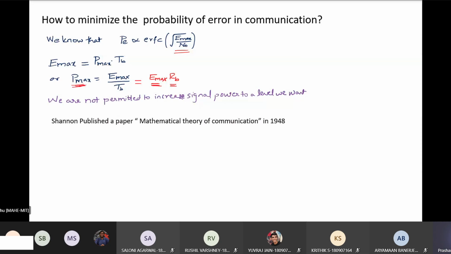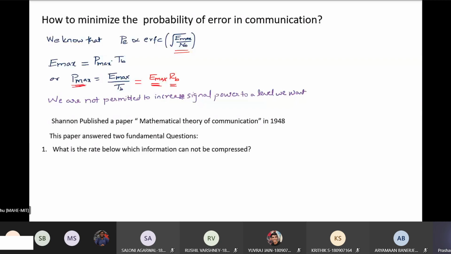In 1948, Shannon published a paper called A Mathematical Theory of Communication. There were two questions before this paper. One was, what is the rate below which information cannot be compressed? His paper answered it as entropy. The rate below which information cannot be compressed is entropy. You cannot compress any data below this value. Before his paper, there was the question: what is the rate below which you cannot compress the data?